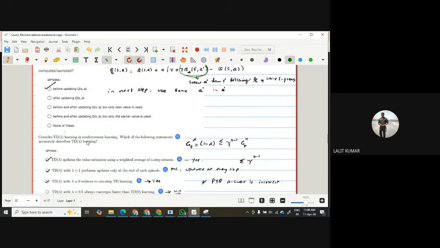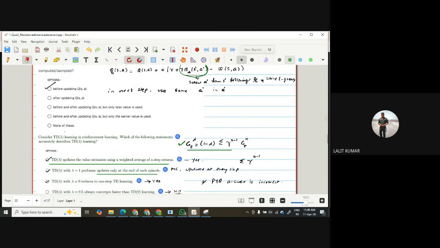Consider TD lambda learning in reinforcement learning. Which of the following statements accurately describes TD lambda learning? First of all, we should know the formula. From the formula itself, your first option is correct. Now, TD lambda with lambda equal to 1 performs updates only once at the end of each episode. That is MC, but this is incorrect.